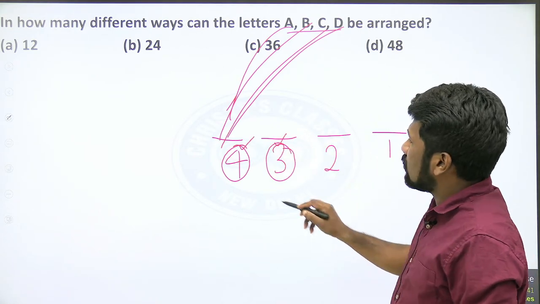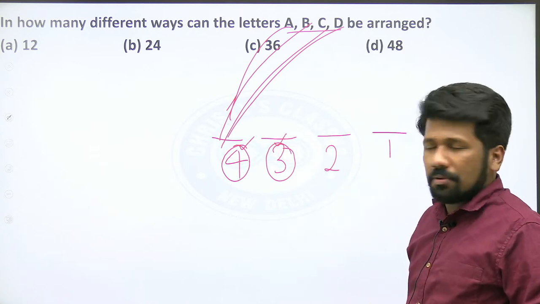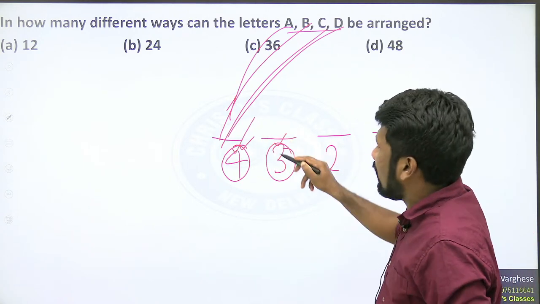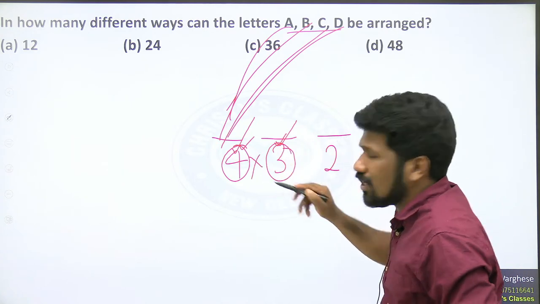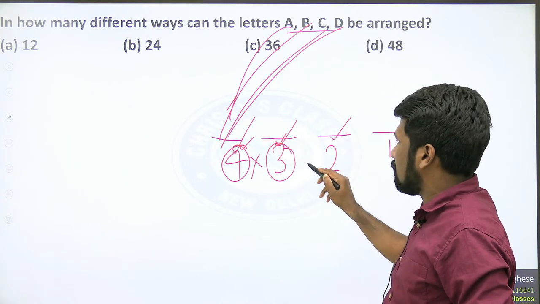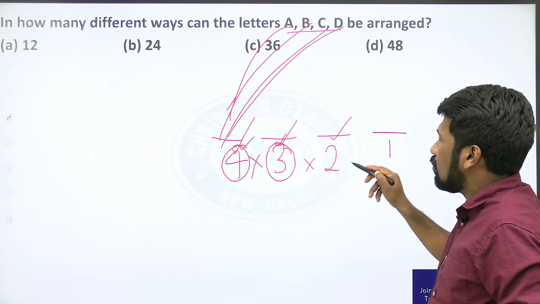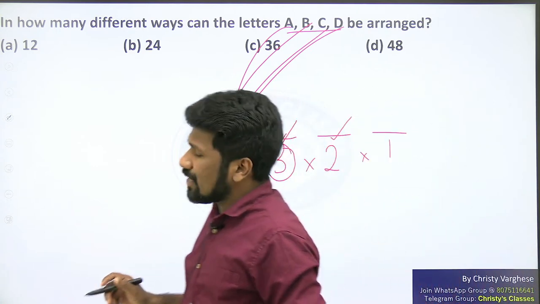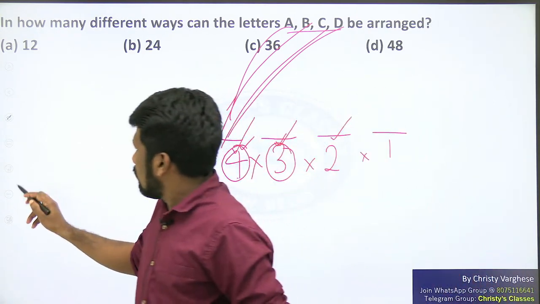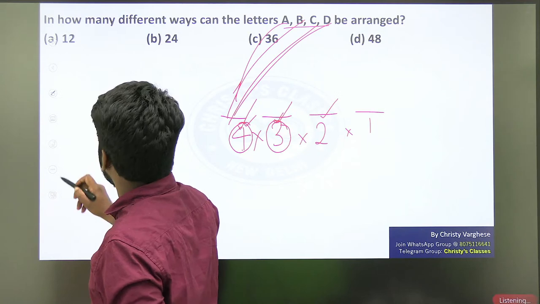And then one way. So definitely, again, fundamental principle of counting. For each of the four ways, there are three ways of fixing the second position. For each of those 4 into 3, 12 ways, there are two ways to fix the third position. For each of the 4 into 3 into 2 ways, only one way is there to fill the remaining. Those of you who want a little more clarity on this, one second, I'll just show you.